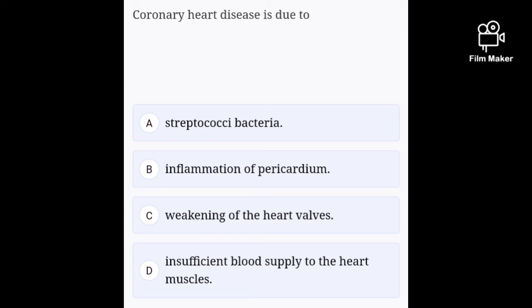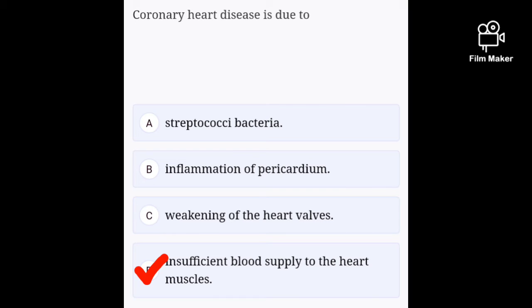Okay, next question. Coronary heart disease is due to option A streptococci bacteria, option B inflammation of pericardium, option C weakening of the heart valves, option D insufficient blood supply to the heart muscles. Coronary artery disease, often referred to as atherosclerosis, affects the vessels that supply blood to the heart muscle. It is caused by the deposition of calcium, fat, cholesterol and fibrous tissue which makes the lumen of arteries narrower. Hence, option D is the right answer for this question.